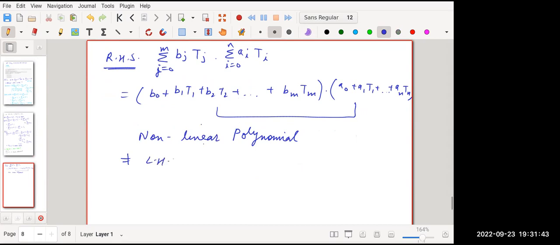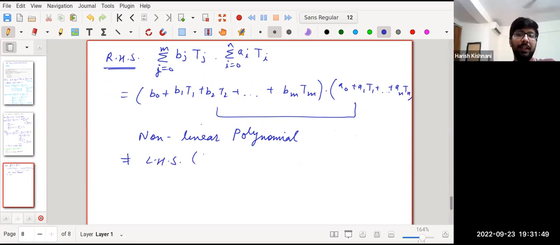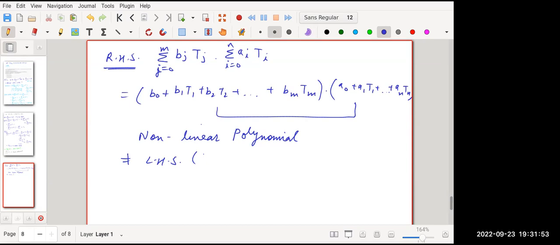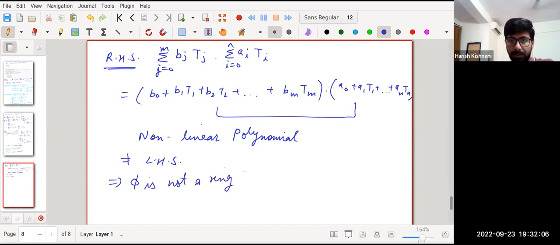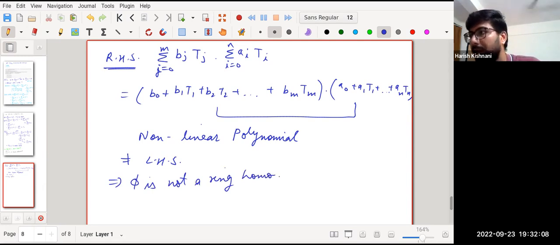Okay, sir, when we multiply t1, t2, then it will become non-linear. Means, even t1 will give you t1 square, no? That's not a linear term. Okay, got it. So that will imply that phi is not a ring homomorphism. So it was a module homomorphism, but it's not a ring homomorphism.